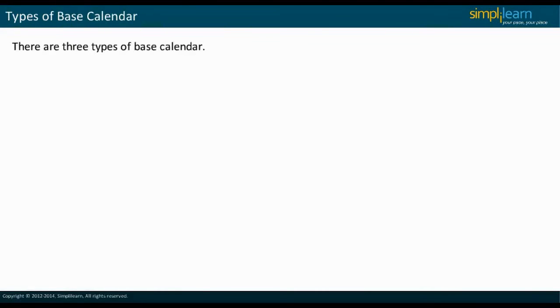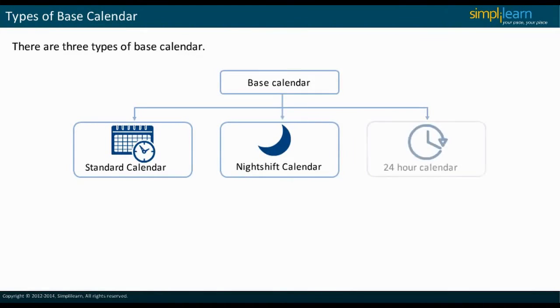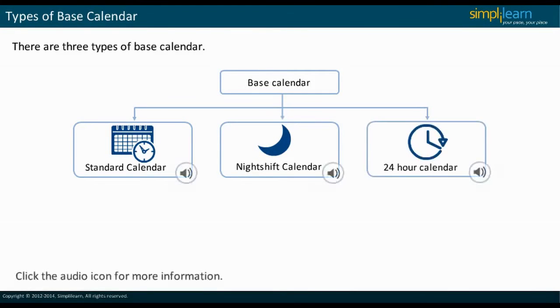There are 3 types of base calendars, namely Standard Calendar, Night Shift Calendar, and 24-hour calendar. Click the audio icon for more details on each base calendar type.